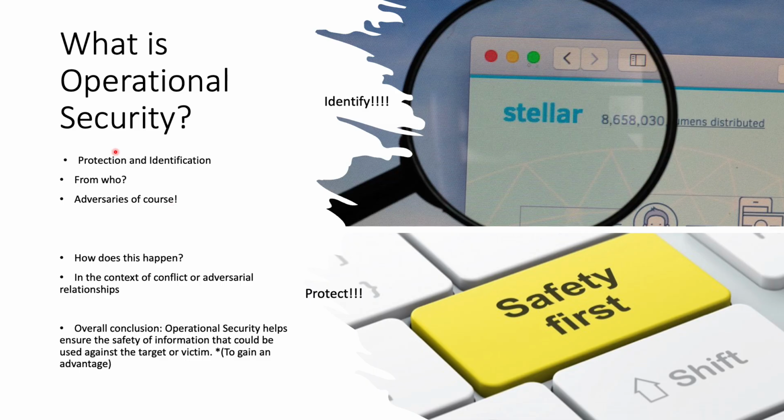So, operational security, what is it? Operational security is also referred to as operations security, or OPSEC for short. It has to do with the protection and identification of information that adversaries would normally target. Another way of thinking of it is in the context of conflict or adversarial relationships. Essentially, OPSEC helps ensure the safety of information that has the potential of being used against the victim or target. Or it could also be thought of as the adversary trying to gain some sort of advantage over the other party.